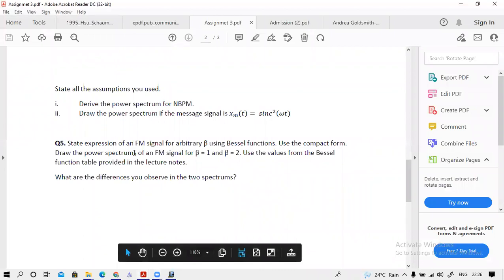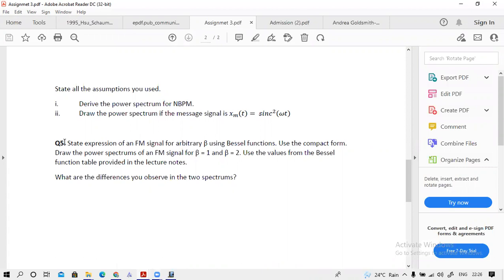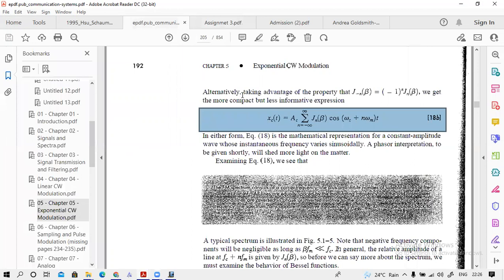Okay, we will do the fifth question of assignment 3. We have to state the FM signal with the Bessel function, and we have to draw the power spectrum for different values of the modulation index, actually for 2 values.